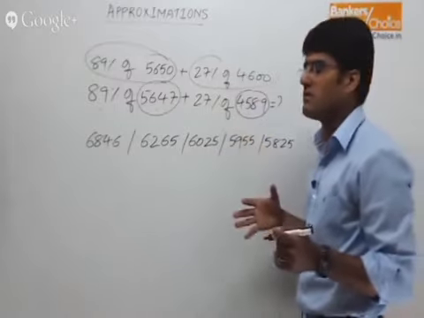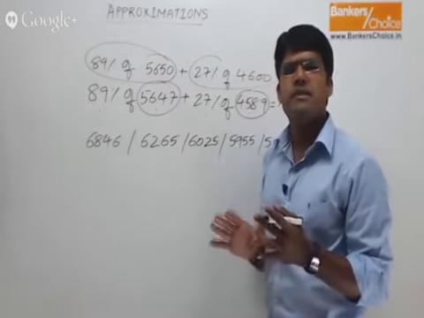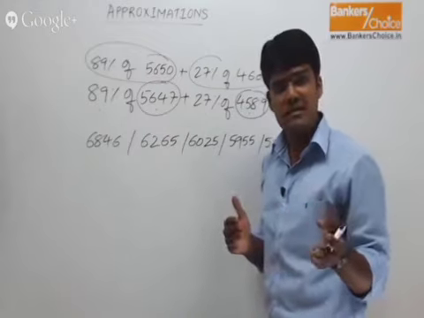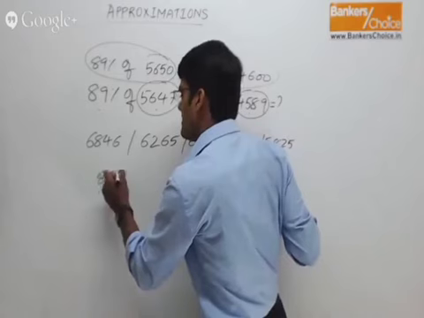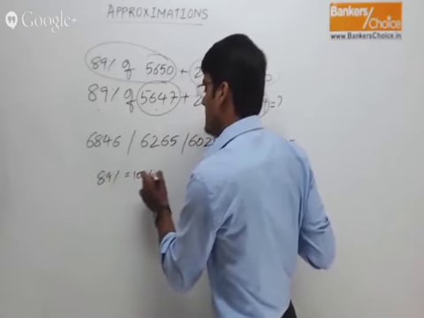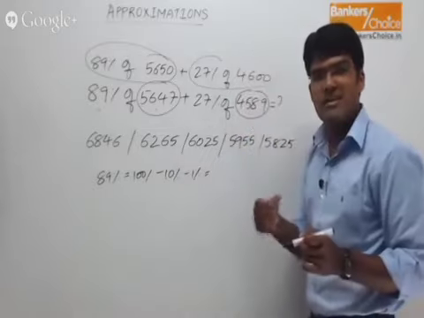You can do the exact calculation. What do you do? 89% of 5650. 89% is what? 100% minus 10% minus 1%. Yes or no? 89% is equal to 100. I am writing this, but as such, it is not required to be written on paper. It's all your understanding there, right?